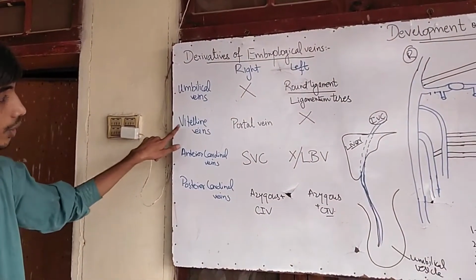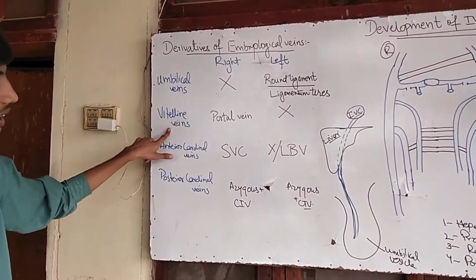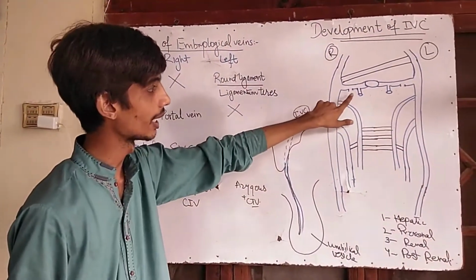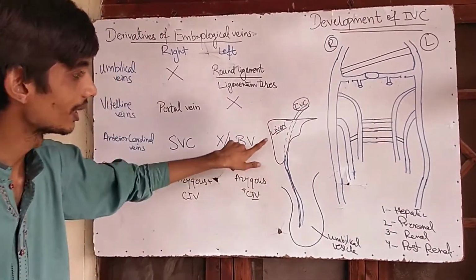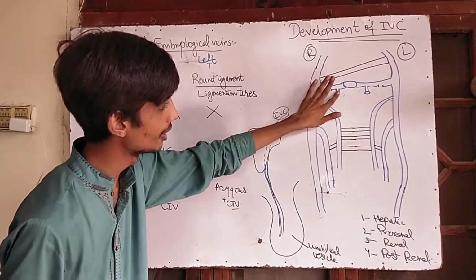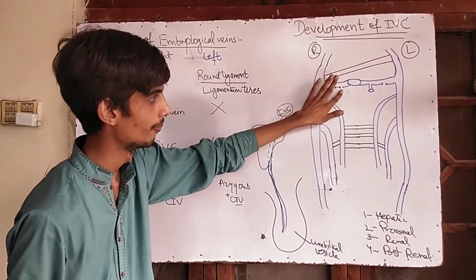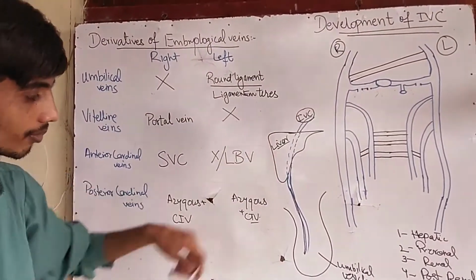The vitelline vein on the right side is important in the formation of the portal vein. How? First of all, the vitelline vein on the right side is in direct contact with the venous end of the developing heart. But later on, when the liver develops, its connection from this venous end of the heart is disrupted, and it is directly in contact with the liver.